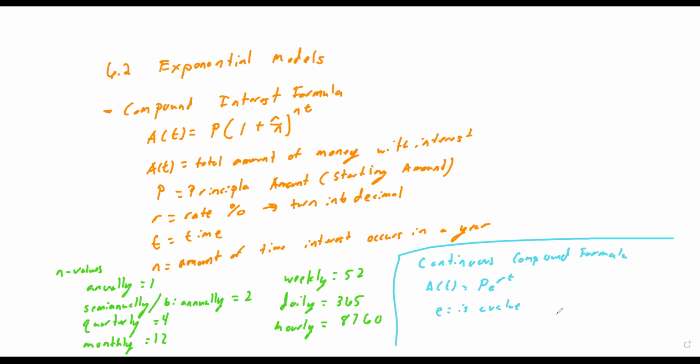There it is, 2.71. All right. So it's not a variable, it's an actual number, just like pi is. And then P, R, and T and the A sub T all still mean the same thing. There is one last one.